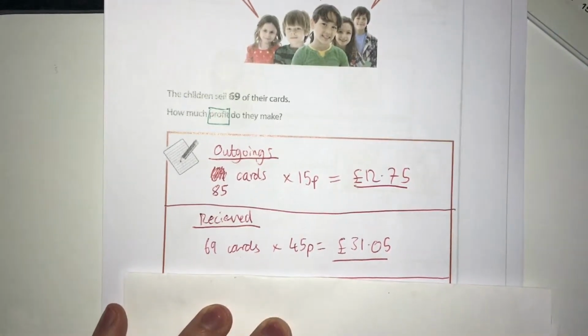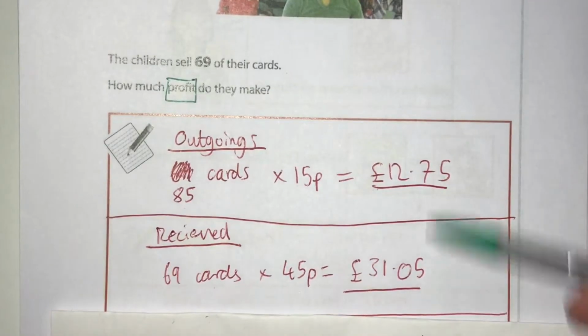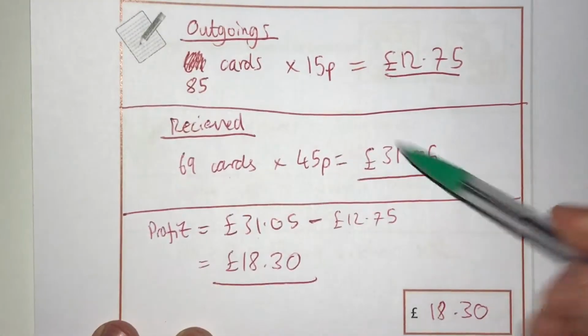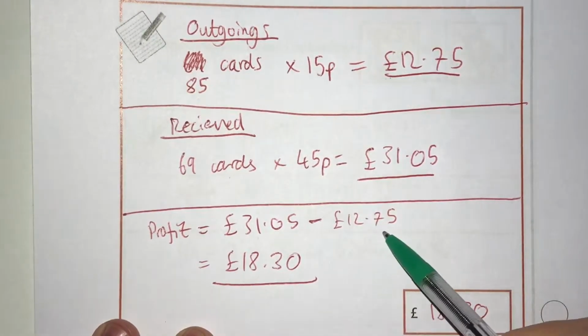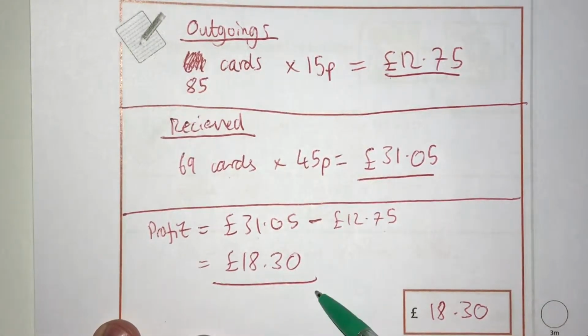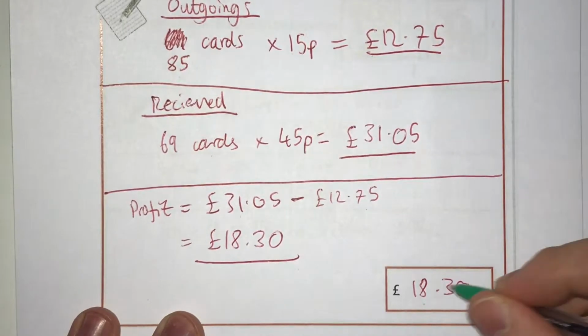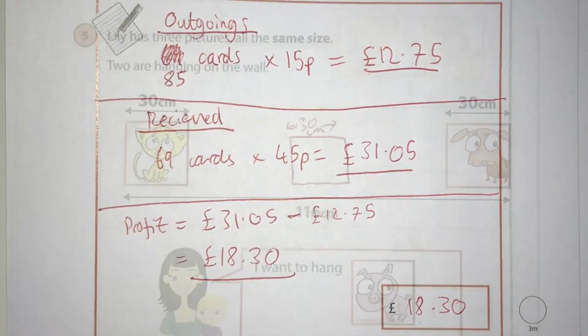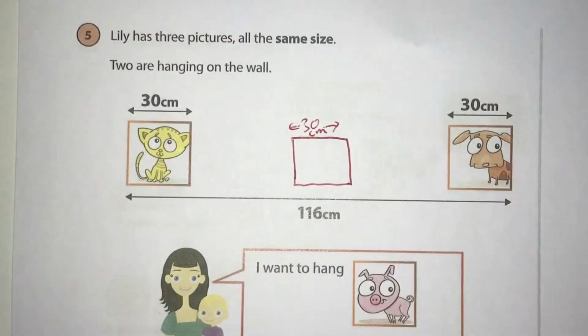We know we've definitely made a profit, but by how much? We'll subtract the two. So let's find out how much. £31.05, subtract the £12.75, gives me an answer of £18.30. So for your third mark, £18.30, we get a mark for each one of these. Okay, once again, if you have a picture, use it, guys.